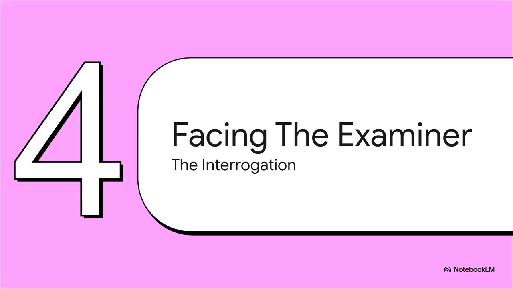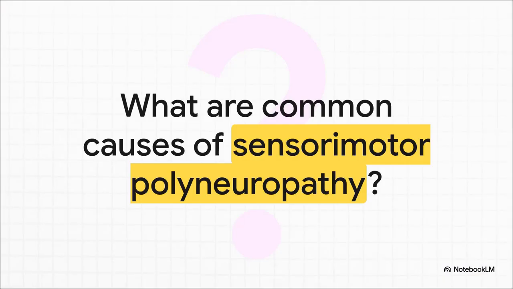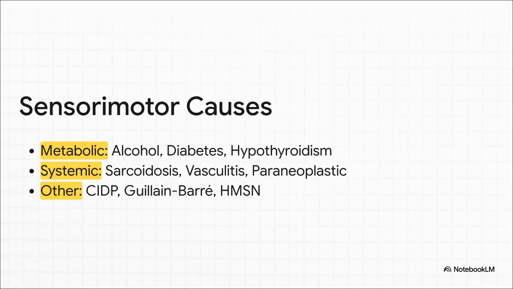Which brings us to the climax of the encounter, section 4, facing the examiner, or as we like to call it, the interrogation. You are almost certainly going to hear this exact question, Doctor, what are the common causes of a sensory motor polyneuropathy? So how exactly should we structure our answer? To really prove your differential diagnosis is rock solid, you want to group your answers logically. Don't just rattle off a random list.